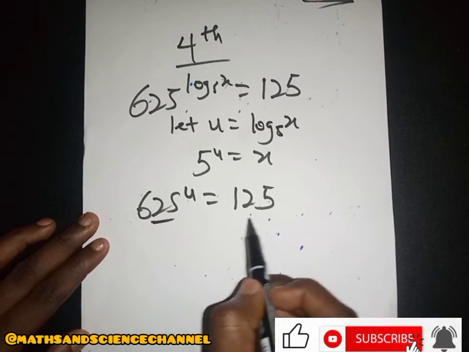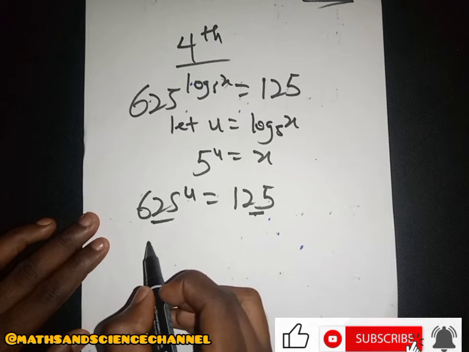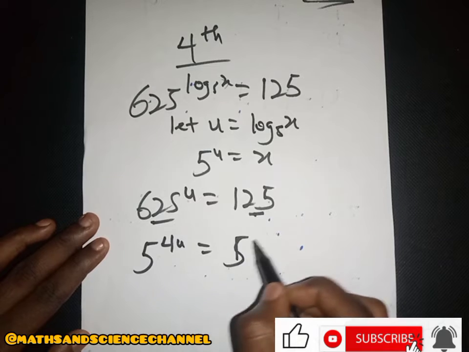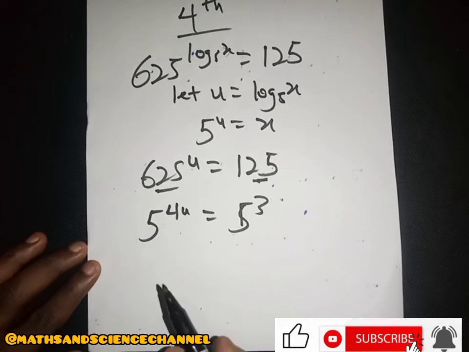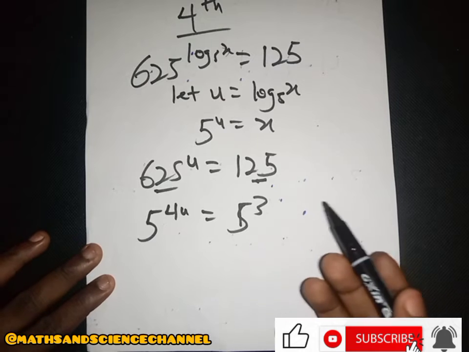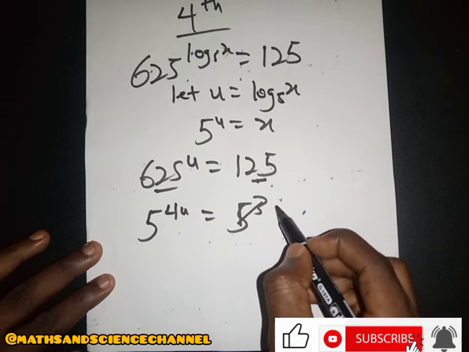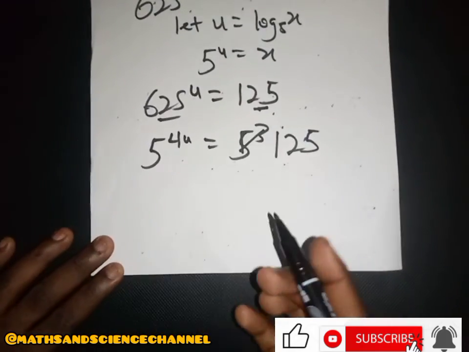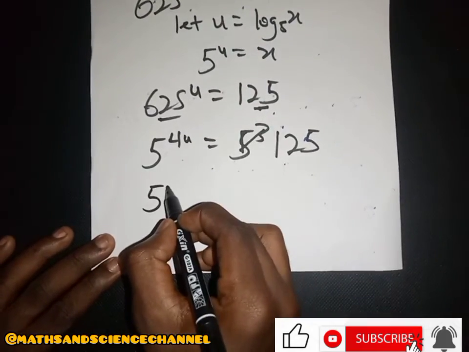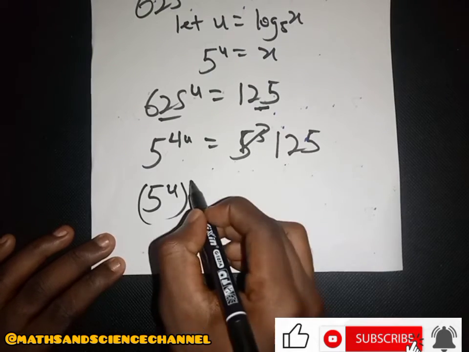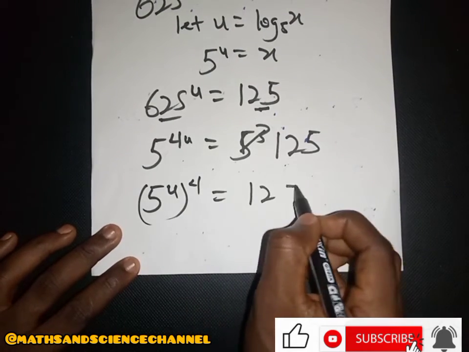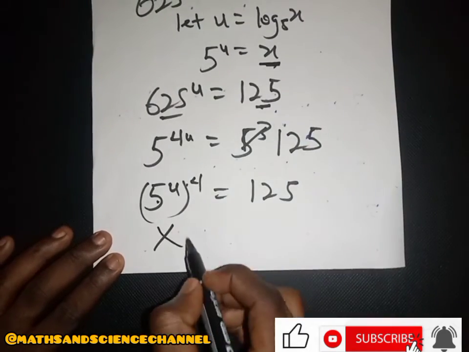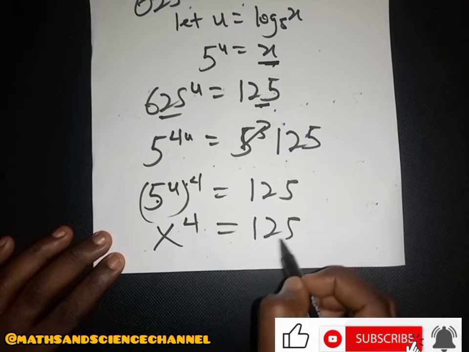Now we can write this in terms of base 5. So we have 5 to the power 4u being equal to 5 to the power 3. Or another thing that we can quickly do is leave it as 125, and then write the whole of this as 5 to the power u, all to the power 4, being equal to 125. Now 5 to the power u we said from here is just x, so x to the power 4 is equal to 125 in this case.